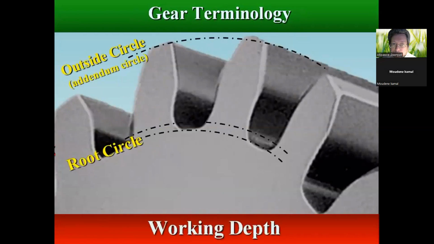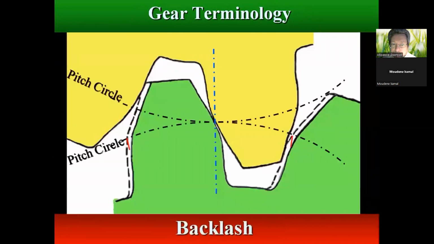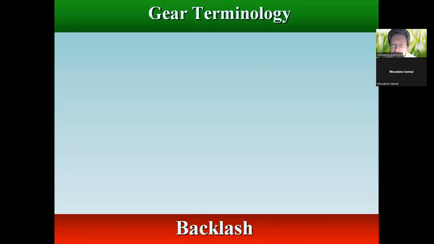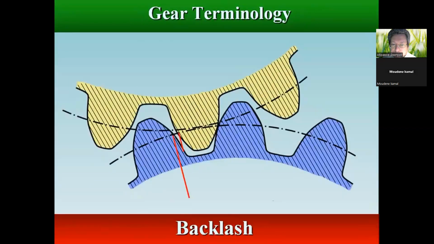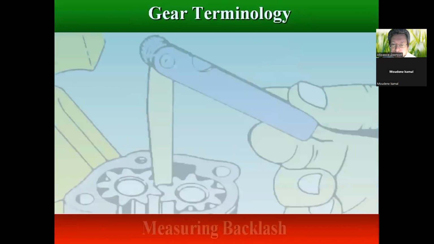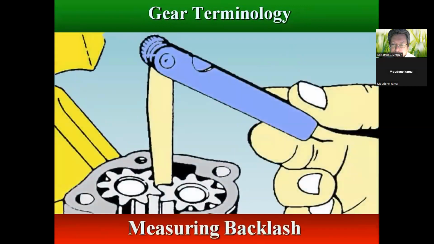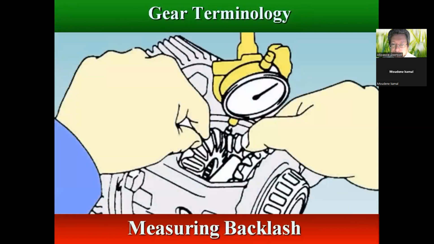Working depth is the radial distance from the addendum circle to the clearance circle. It is equal to the sum of the addendum of the two meshing gears. Backlash is the difference between the tooth space and the tooth thickness, as measured along the pitch circle. Theoretically, the backlash should be zero, but in actual practice some backlash must be allowed to prevent jamming of the teeth, due to tooth errors and thermal expansion.